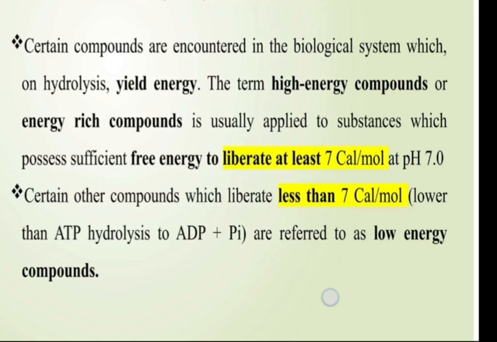Then we see about energy rich compounds. Certain compounds are encountered in the biological system which on hydrolysis yield energy. The term high energy compound or energy rich compound is usually applied to substances which possess sufficient free energy to liberate at least 7 calories per mole at pH 7. Certain other compounds which liberate less than 7 calories per mole, like ATP hydrolysis to ADP plus Pi, are referred to as low energy compounds.